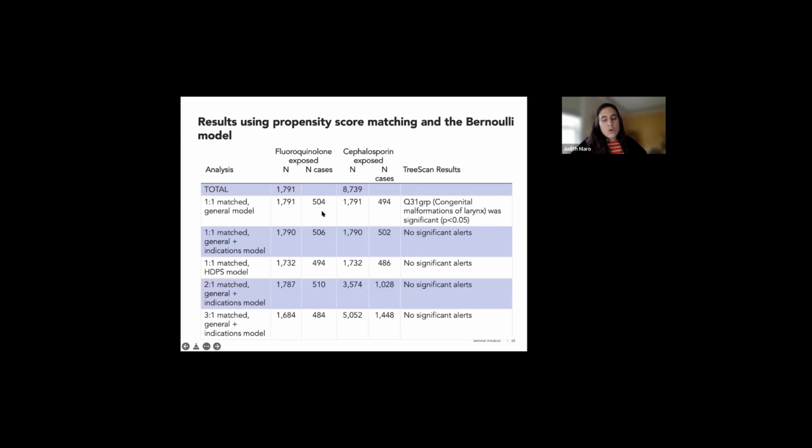What this shows here, the number of cases, is the total number of observations for all alerts. So it's like the all-outcome load, if you would, during that time frame. And what we saw here was one alert in the Q31 group, or congenital malformations of the larynx. And it was significant, but only in our one-to-one matched general model. As we added more refined confounding control, we added indications, we added potentially more individuals, we saw this go away. So this alert was not robust across models.